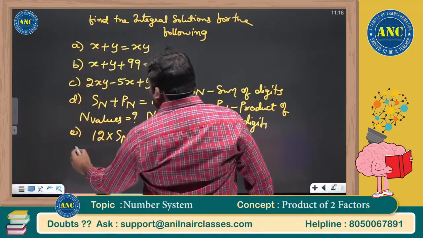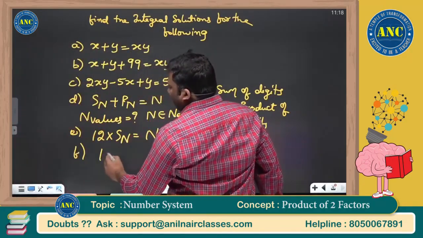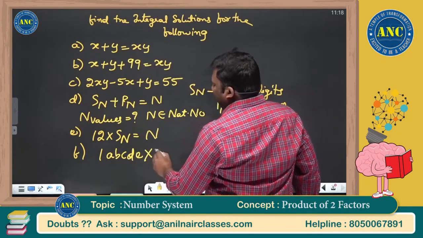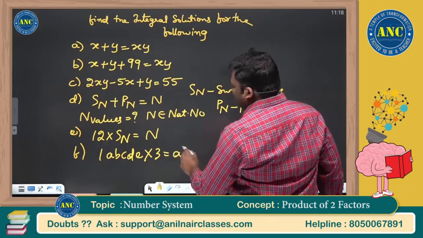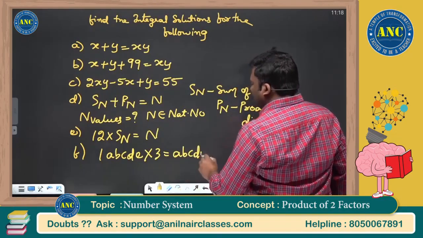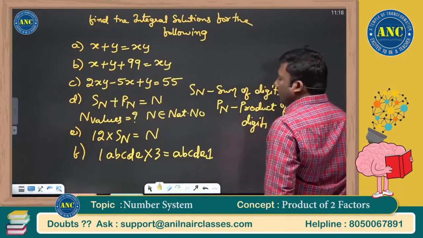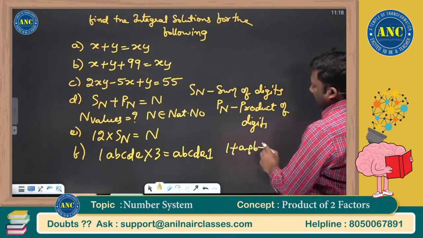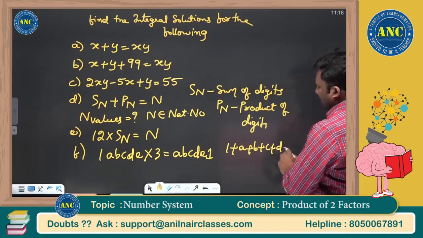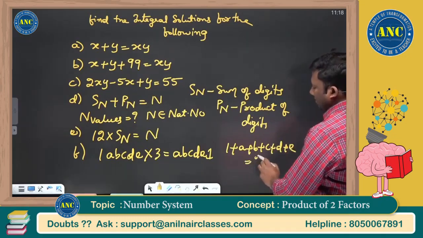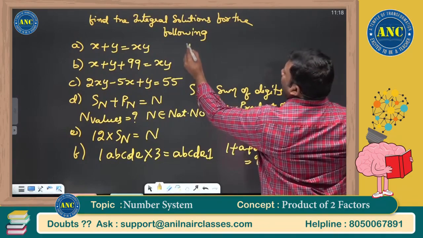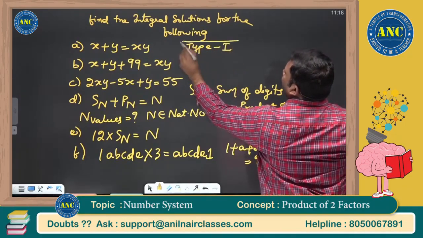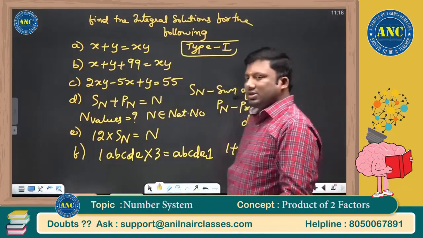Last question. These are all type 1 questions. There is a 6-digit number 1ABCDE, which when multiplied by 3 gives ABCDE1. Find 1 plus A plus B plus C plus D plus E. These all come under type number 1. Very, very important questions which we are going to discuss today.